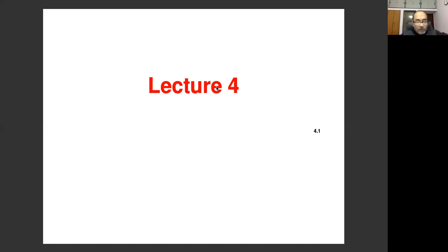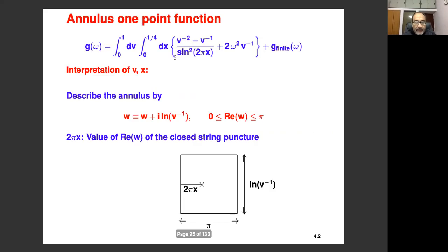Okay, so we are going to begin the last lecture. Yesterday, let me remind you that we calculated this two-point function, which is one of the pieces of information that we needed for calculating the D-instanton correction. Today we will be focusing on the second ingredient, and that is the annulus one-point function.